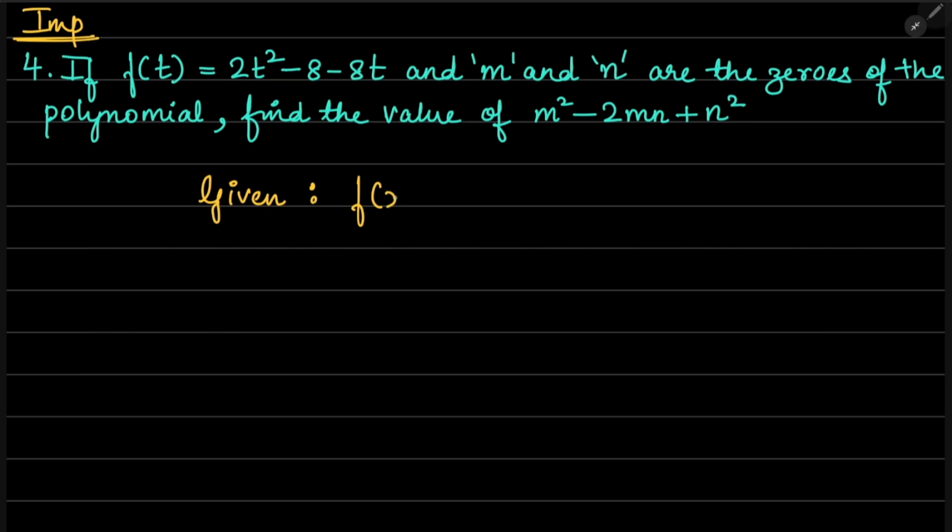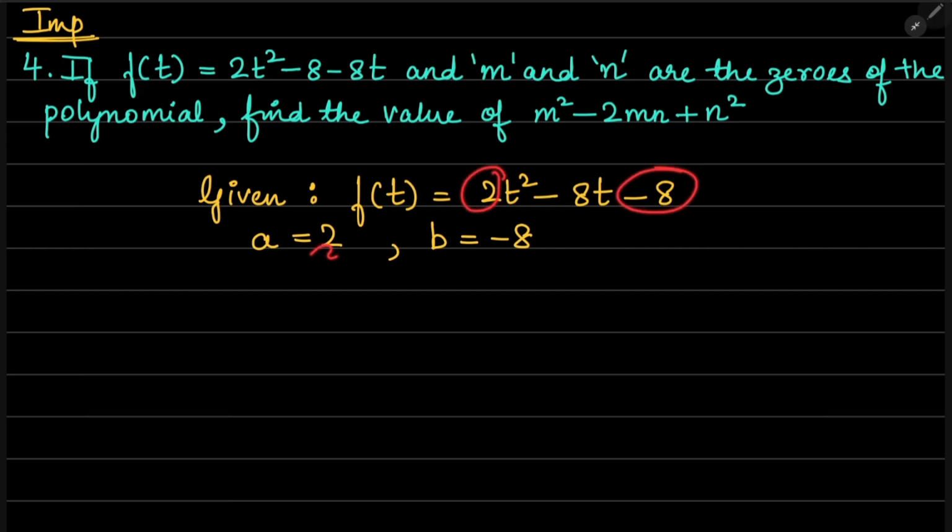Given is nothing but your polynomial f of t is equal to 2t square minus 8t minus 8. I'm going to rearrange it. So what are the coefficients? A is nothing but the coefficient of t square, which is 2. B is nothing but the coefficient of t along with the sign, so it's minus 8. And C, which is the constant, is nothing but minus 8.